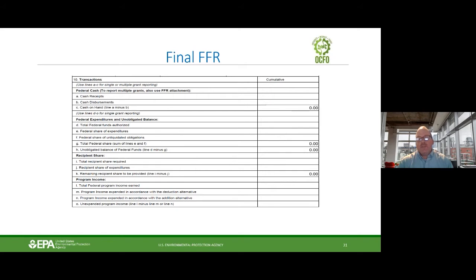So for instance, if I drew down $100,000, but we actually spent $150,000, then my cash on hand would be negative $50,000. What that tells the government is that we actually owe you $50,000. There's $50,000 in expenses that you have not drawn down yet. Conversely, if your cash receipts or your drawdowns are $150,000 and your disbursements are only $100,000, that tells us that you're holding on to federal funds.